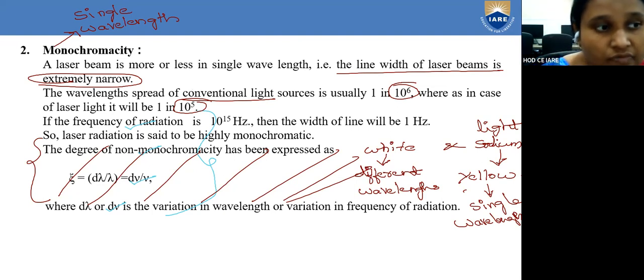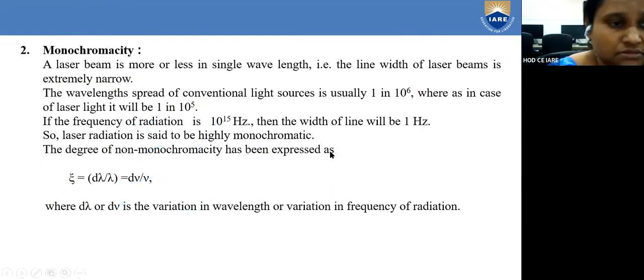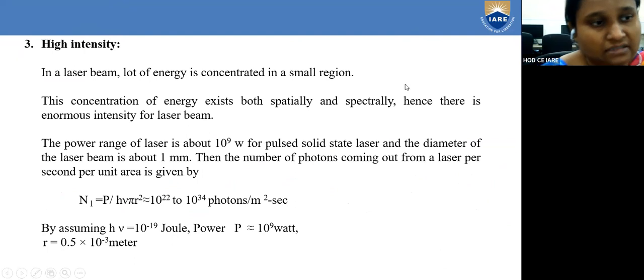Yes. So shall we go for the third characteristic? Now coming to the third characteristic: highly intense. Okay, so when will you call a beam highly intense? What do you mean by light being highly intense?